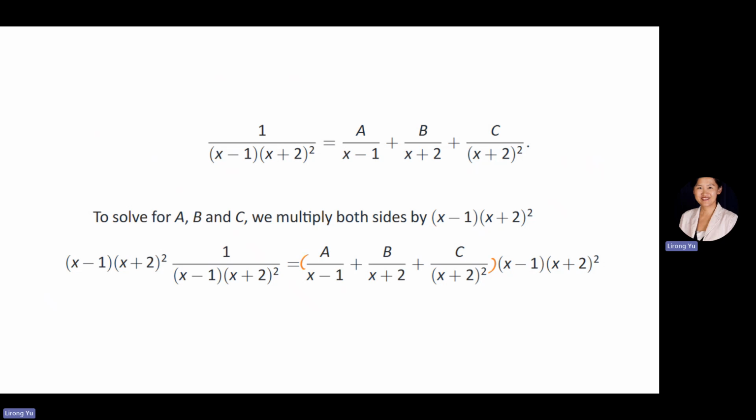We multiply to the right side, and some of them will cancel, some will not. For example, the a over x minus one will cancel the x minus one, but you still have to multiply that. So you have a times x plus two squared. The second term we're distributing, b over x plus two, cancels the x plus two. So you still have b times x minus one times x plus two, and then the last one is c. The x plus two squared cancels, c times x minus one. So after canceling common factors, you see how it looks. Any question?